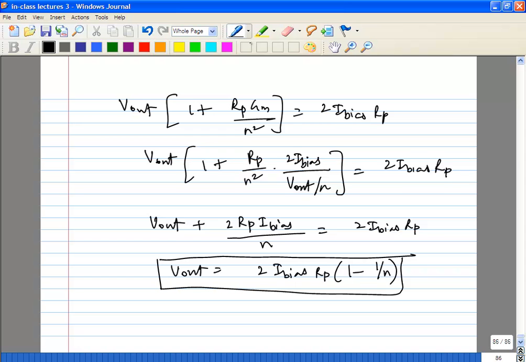This is your output amplitude. Okay, you design with a certain turns ratio, you can find out what your output amplitude is. Is that clear?